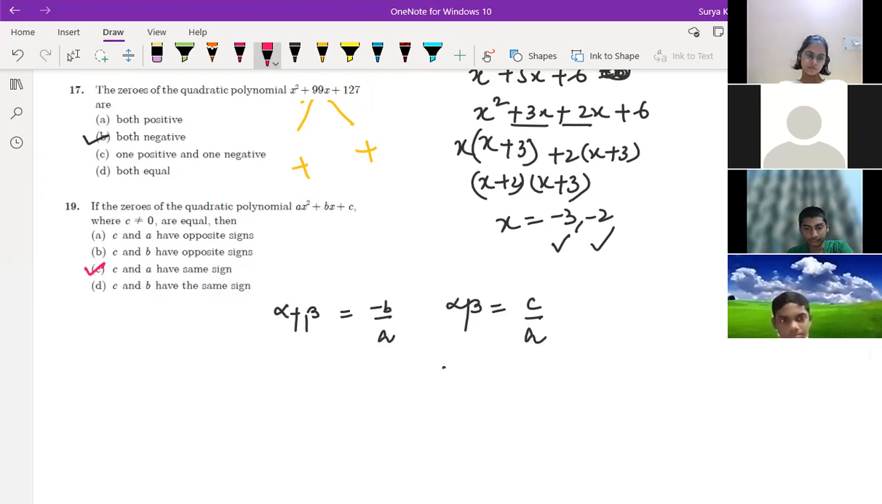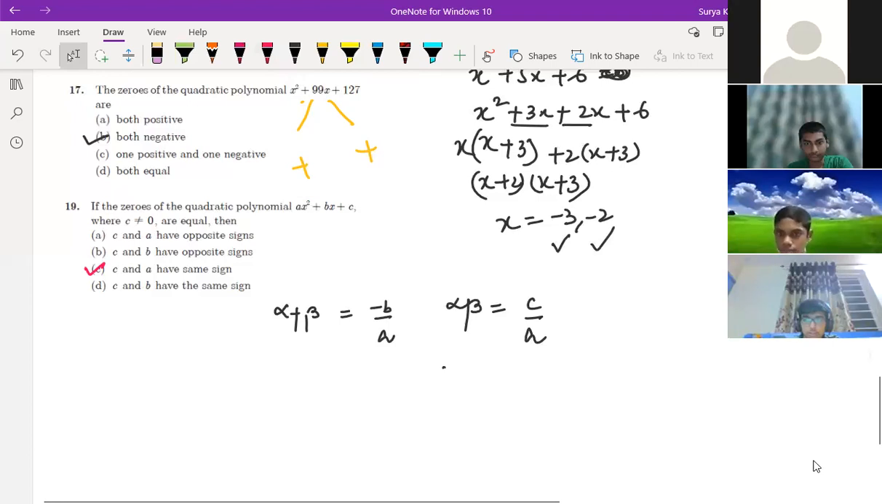Rasul, what did you get? No, sir. Okay, children, they will discuss in the next class. Whatever it is, the answer will be okay. We can say by seeing the answer, C and A have same sign, but why is it coming same sign over here? Your roots are equal, which means alpha and beta should be equal, right? Alpha and beta are equal.